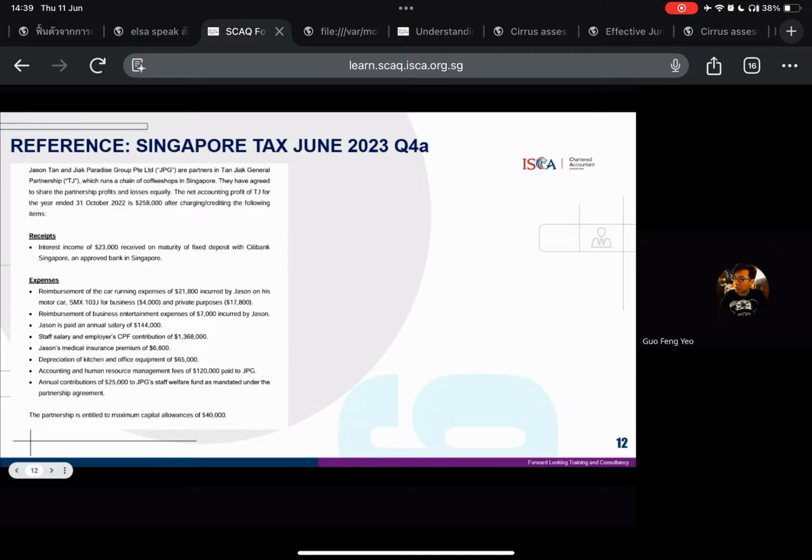Jason Tan and Jack Paradise Group Private Limited, JPG, are partners in Tan Jiak General Partnership, TJ, which runs a chain of coffee shops in Singapore. They have agreed to share the partnership profits and losses equally. The net accounting profit of TJ for the year ended 31st October 2022 is 258,000 after crediting the following items. Receipts: interest income of 23,000 received on maturity of fixed deposit with Citibank Singapore, an approved bank in Singapore.